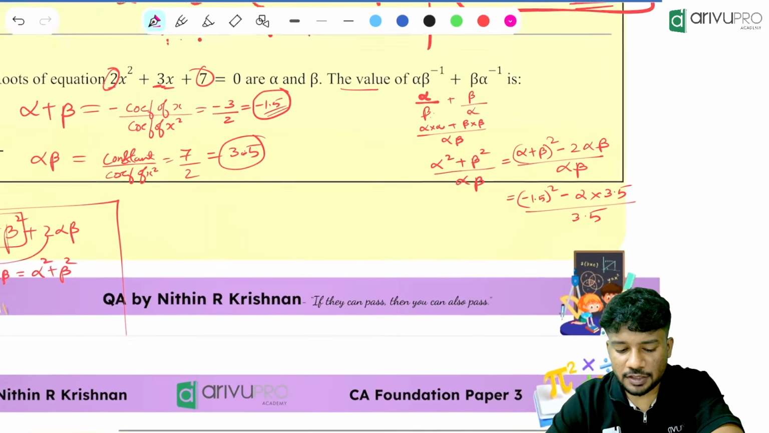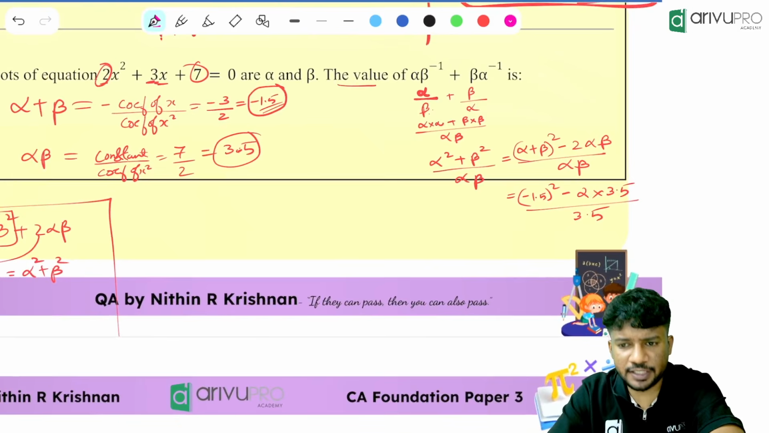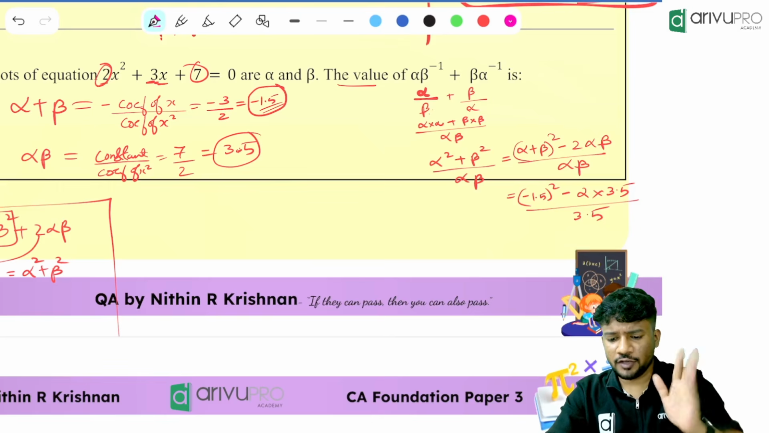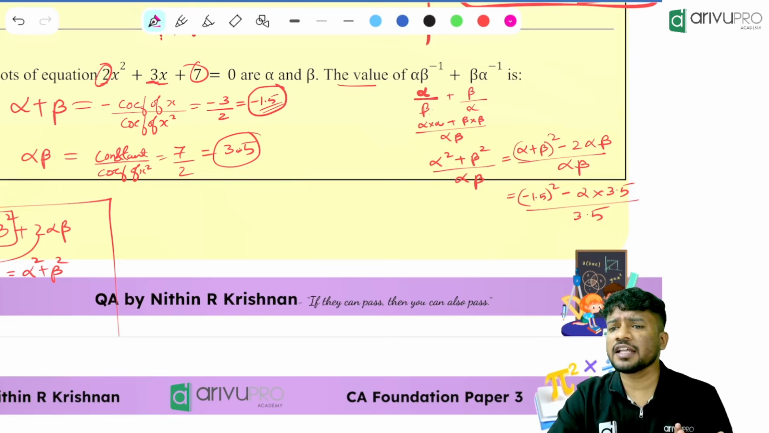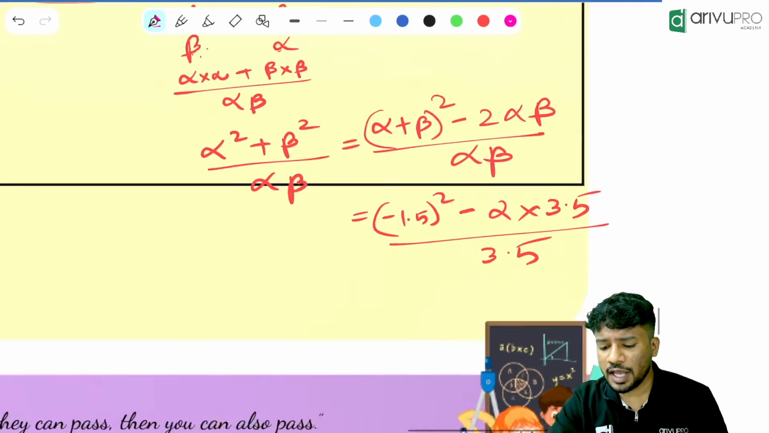Everyone understood the math? Anyone is having doubt in the math? Please ask me. So what all things we did? We found the sum of the roots. We found the product of the roots. Then we rearranged the formula and we wrote what? Alpha square plus beta square is nothing but alpha plus beta the whole square minus 2 alpha beta.